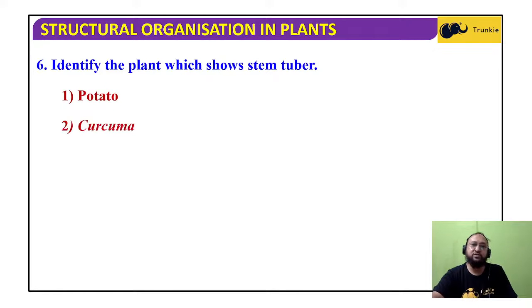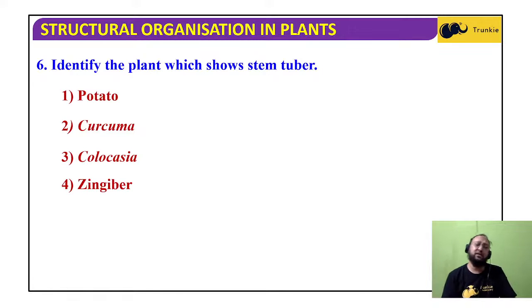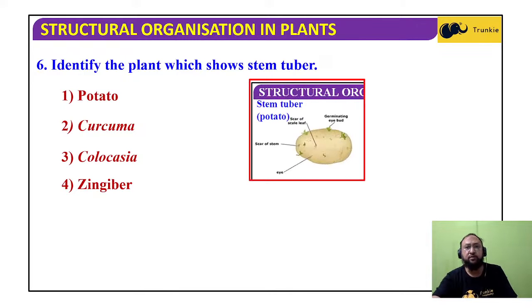Okay, is it potato, curcuma, colocasia, or gingiber? Very easy. It is potato. It is a stem tuber in the potato, because it has got the eye, bud, scale leaf.